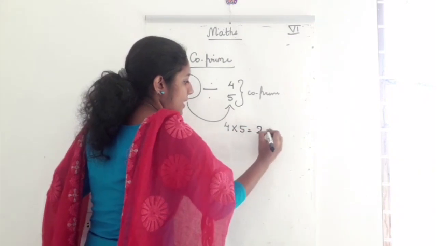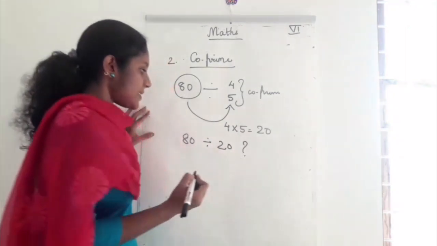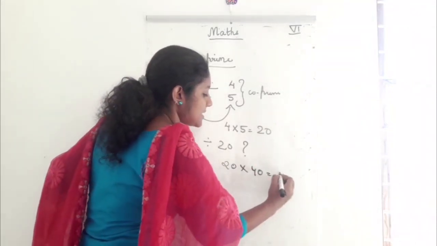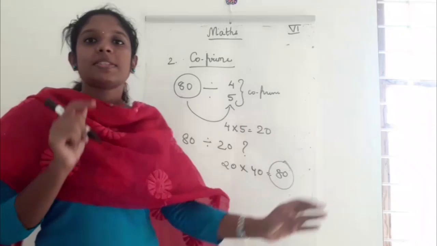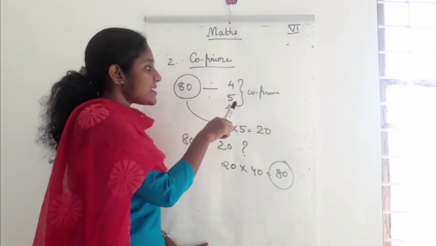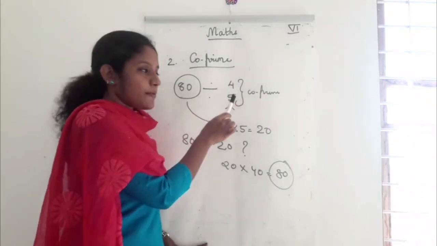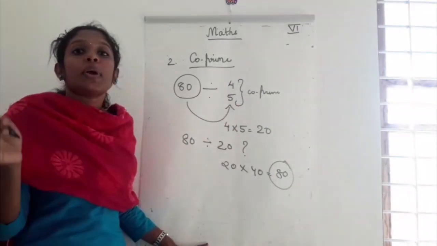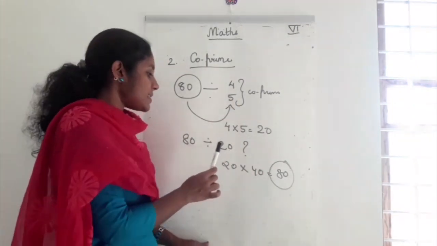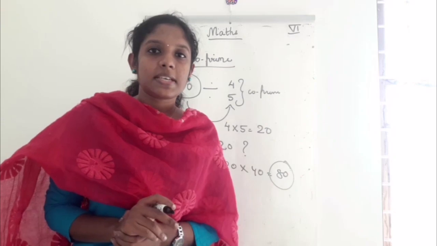5 into 4 is 20. So we have to check whether 80 is divisible by 20. Yes, 80 is divisible by 20, that is 20 into 4 is 80. So this divisibility test is also clear: if a number is divisible by two co-prime numbers, it will be divisible by their product also. 80 is already divisible by 4 and 5, and their product 4 into 5 is 20. You can see 80 is divisible by 20 also. We will move to the next divisibility test.